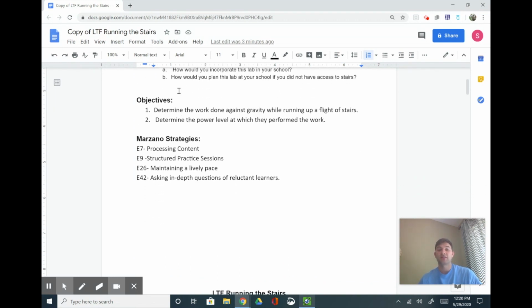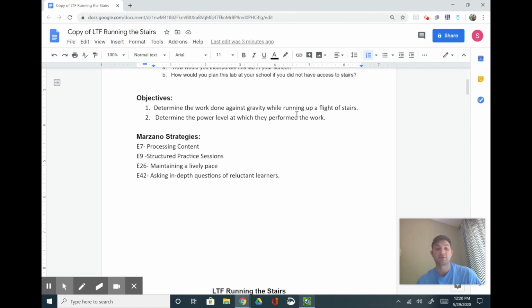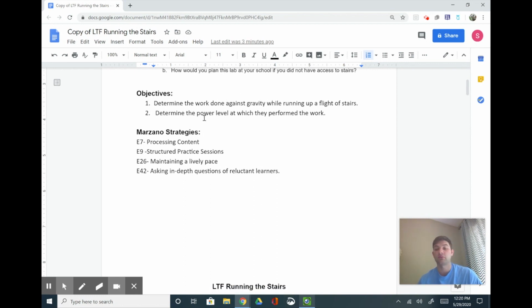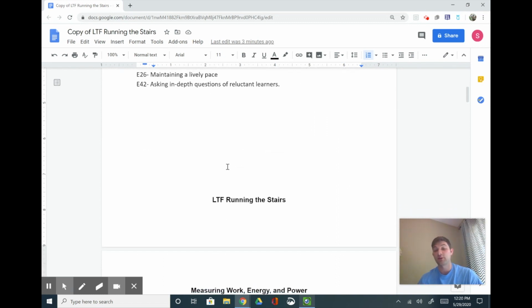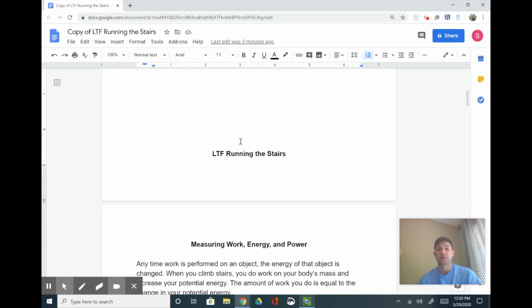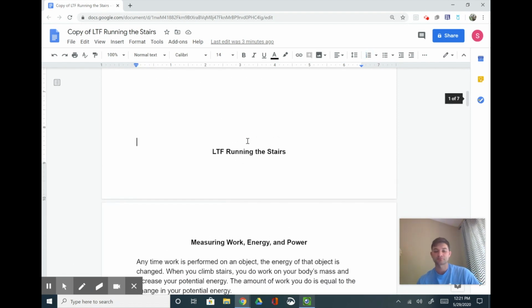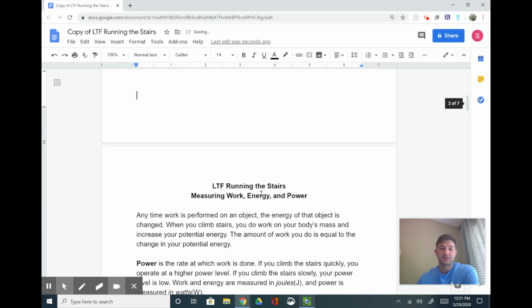So the main objectives are to determine the work done against gravity while running up a flight of stairs and to determine the power level at which they perform the work. The Marzano strategies are processing content, structured practice sessions, maintaining a lively pace, and asking in-depth questions of reluctant learners. This is a very, very fun lab. Even though it is really math heavy, you do have some movement because you are literally going to be running these stairs. So anyway, let's get started.